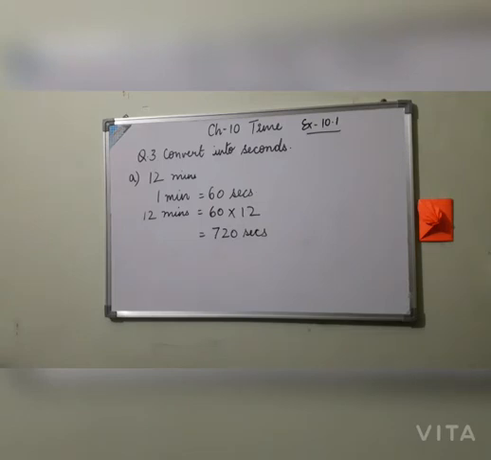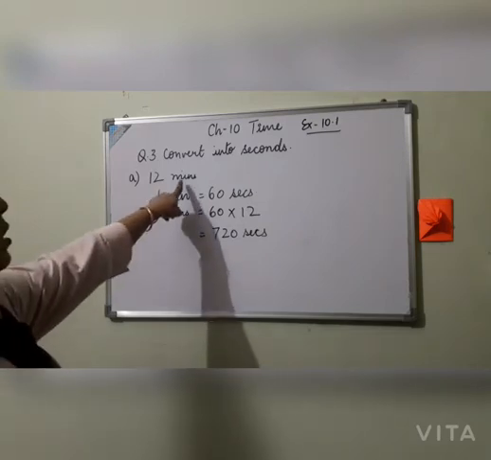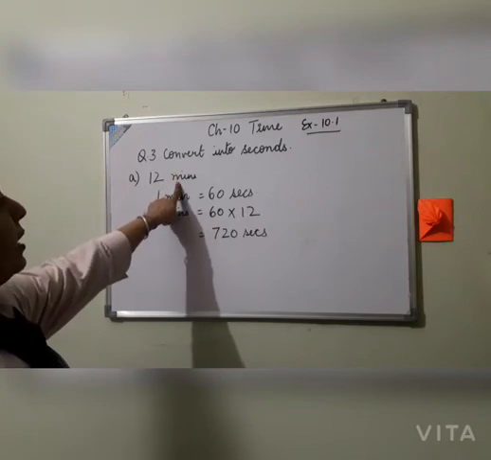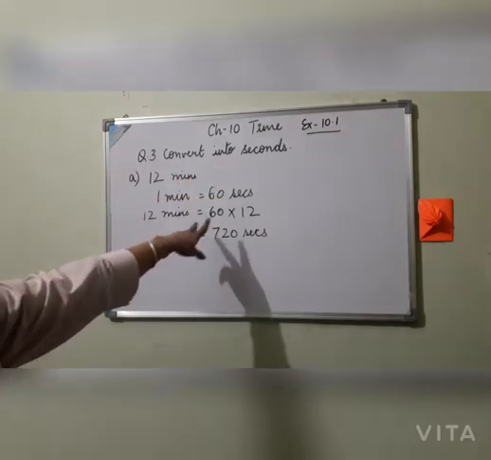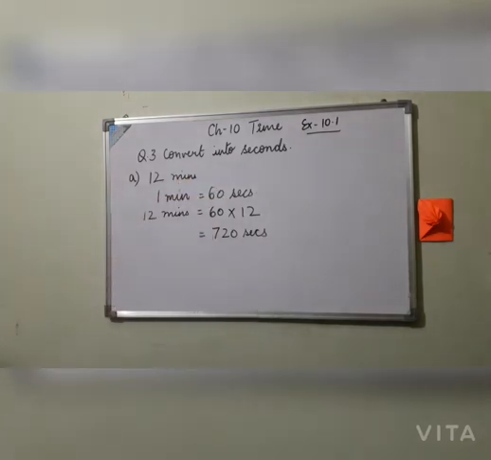Here the thing which you have to keep in mind is when you go from a higher unit to a lower unit, you multiply. This is the basic thing you need to know, that whenever you go from a higher unit to a lower unit, you need to multiply.